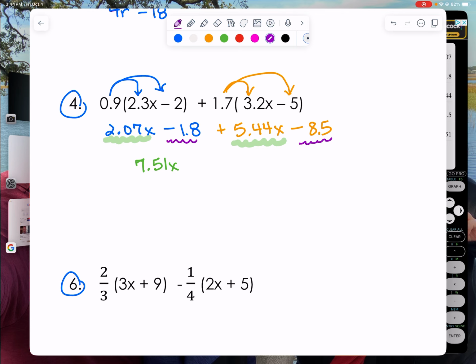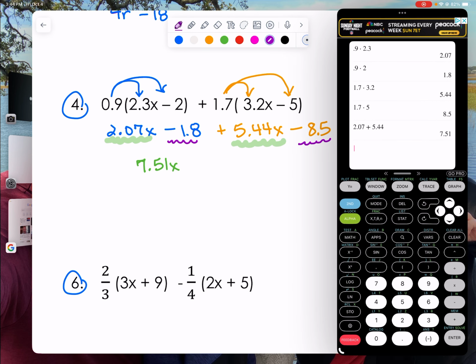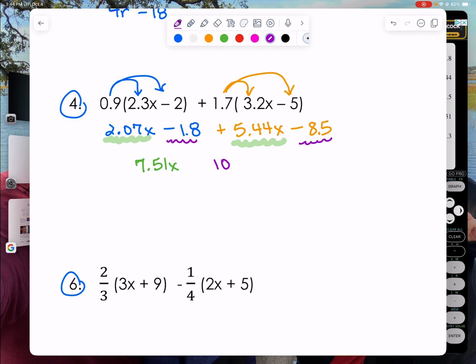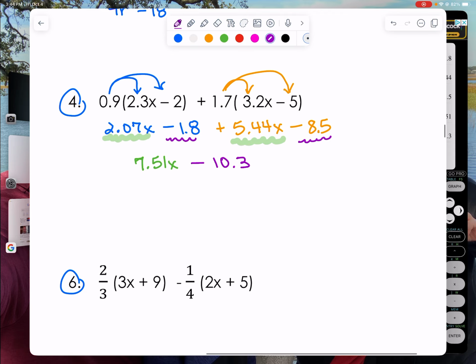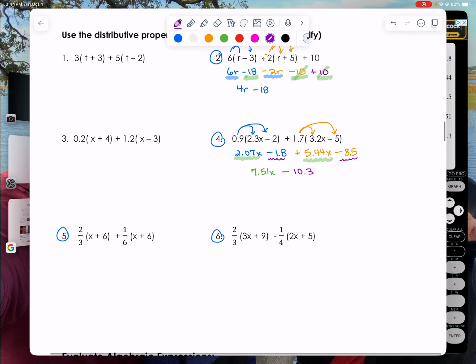Now notice that those two signs are the same, right? Both of them are negative. So when I put it in my calculator, I'm actually going to add those two together. So 1.8 plus 8.5 is going to give me 10.3. And notice both of them were negative, so I'll get a negative 10.3. So mainly when you have decimals, you can just use your calculator.